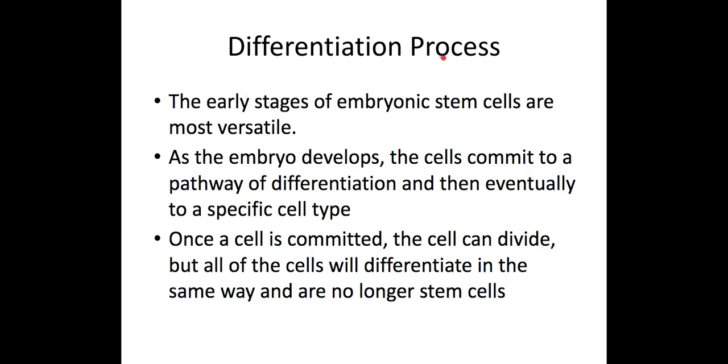Now, the differentiation process. The early stages of embryonic stem cells are the most versatile. As the embryo develops, the cells commit to a pathway of differentiation and then eventually to a specific cell type. Once a cell is committed to a specific cell type, the cell can divide, but all of the cells will differentiate in the same way and are no longer stem cells.